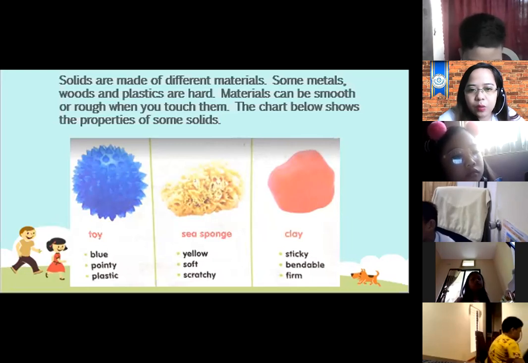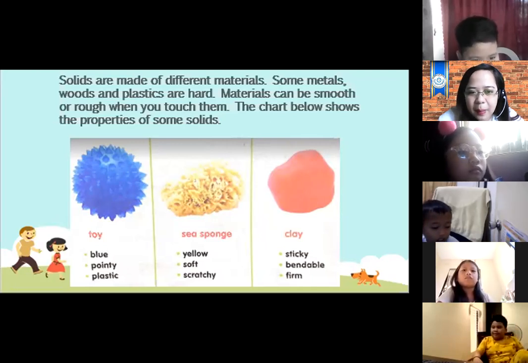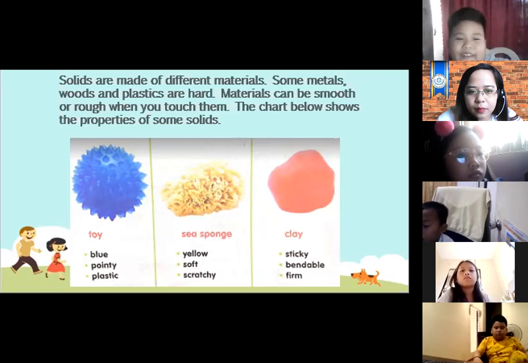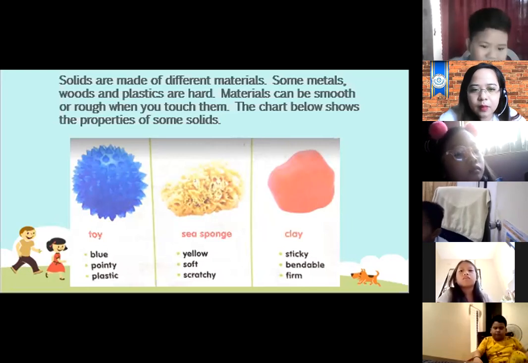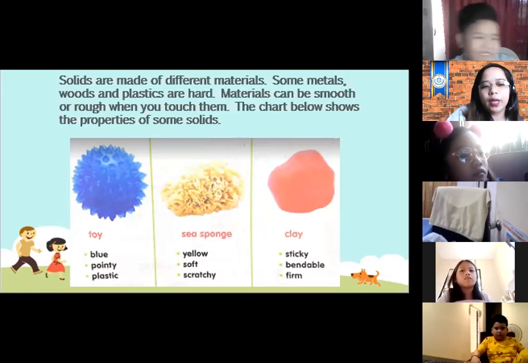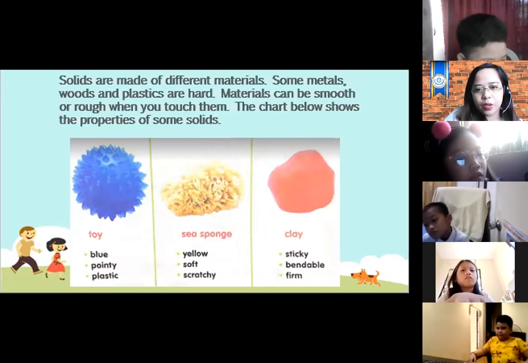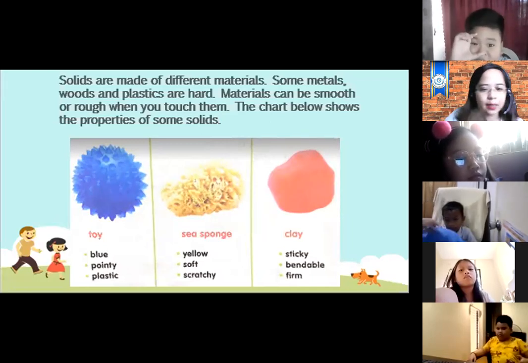What is that? Clay. Just like the example there, the red clay. For the clay, you can easily tear it up, and it is also squishy, right? Because you squeeze it. Next, Aldez.